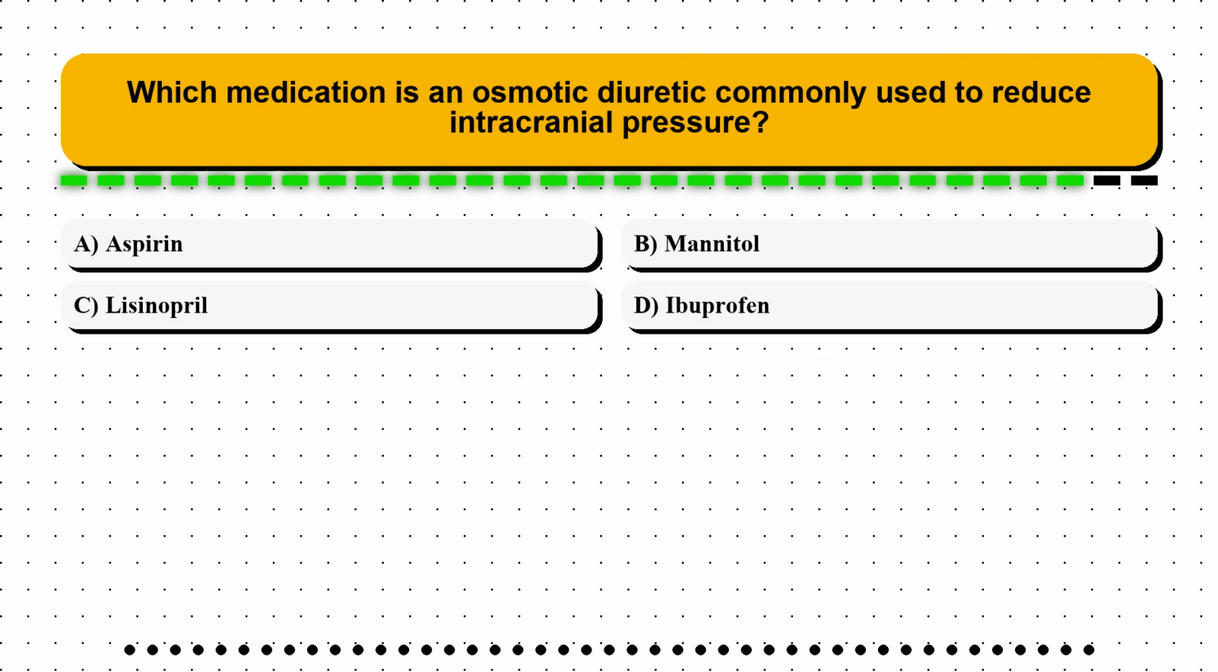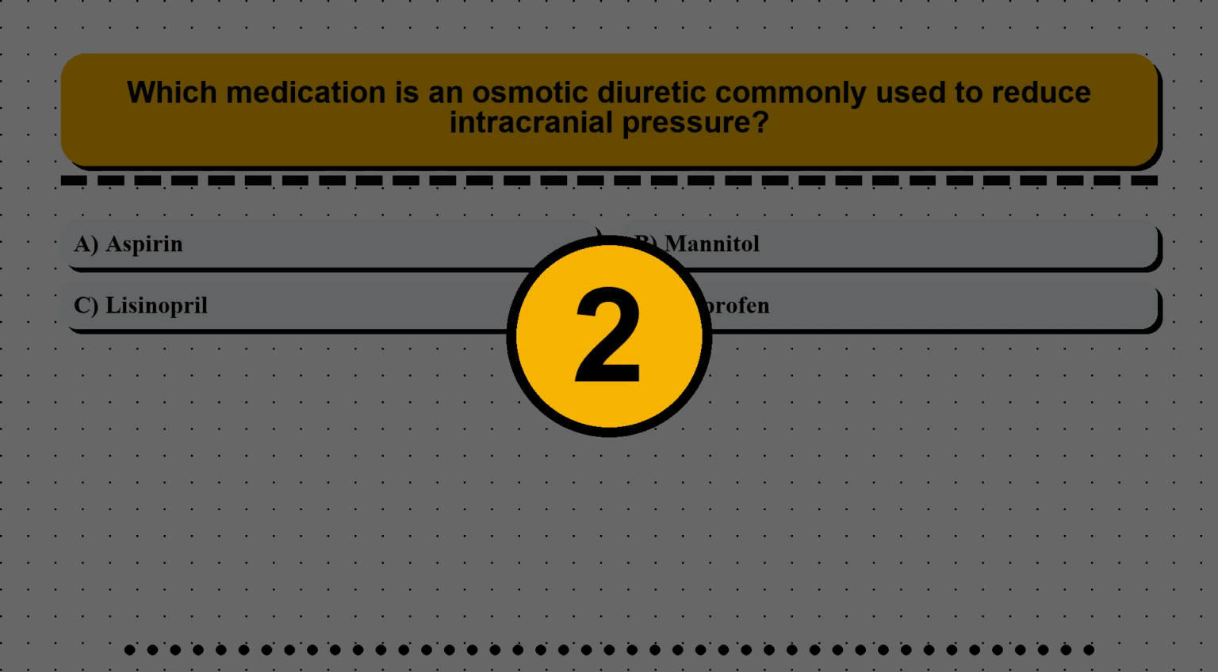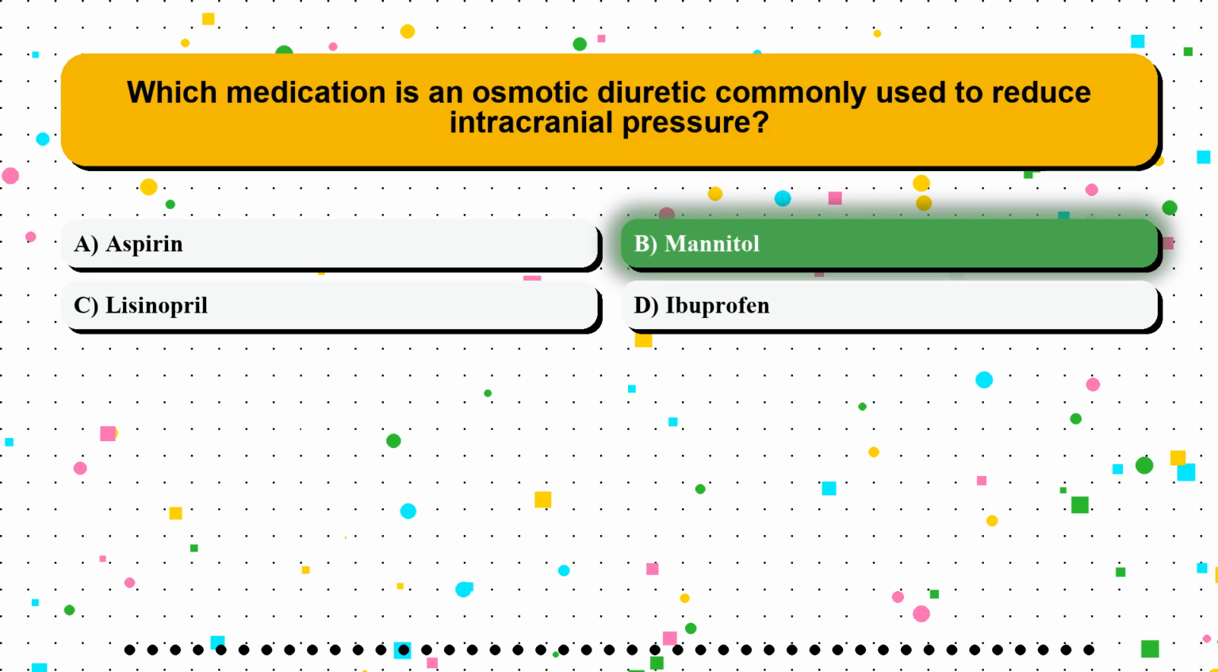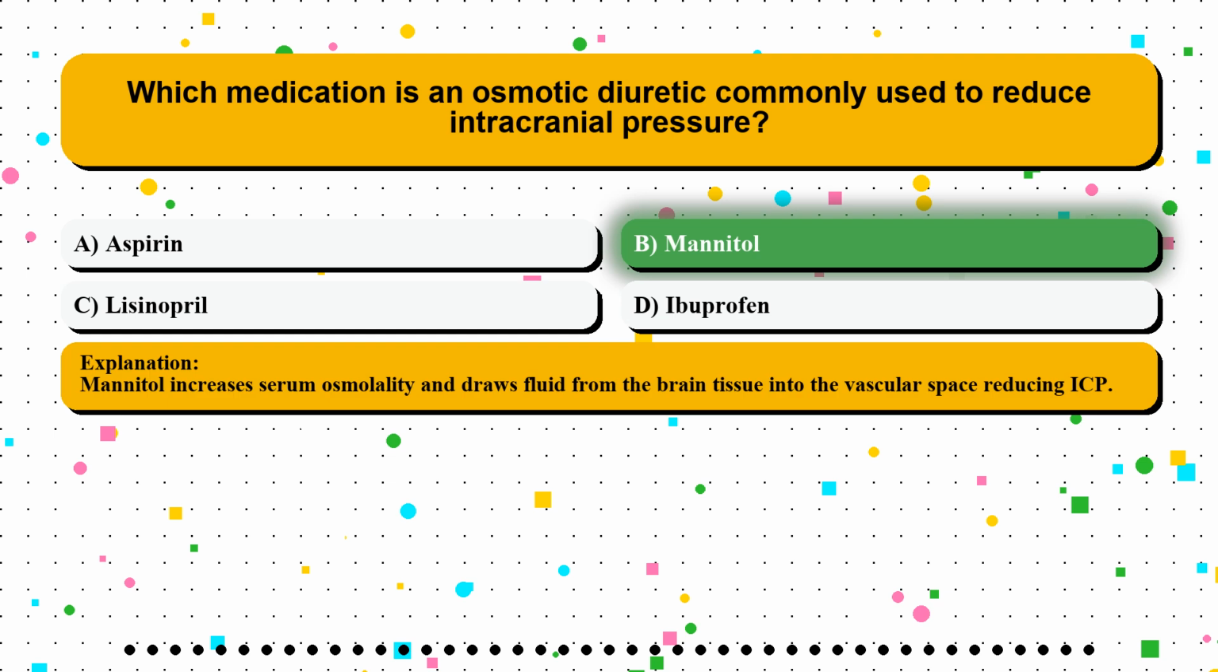Question 3. Which medication is an osmotic diuretic commonly used to reduce intracranial pressure? Option A, aspirin. Option B, mannitol. Option C, lisinopril. Option D, ibuprofen. The correct answer is option B, mannitol. Mannitol increases serum osmolality and draws fluid from the brain tissue into the vascular space, reducing ICP.